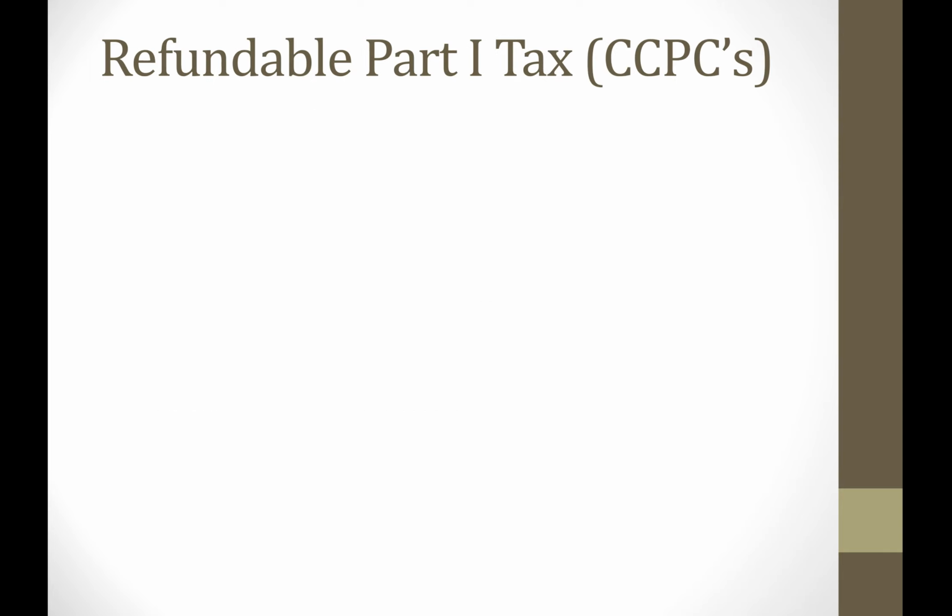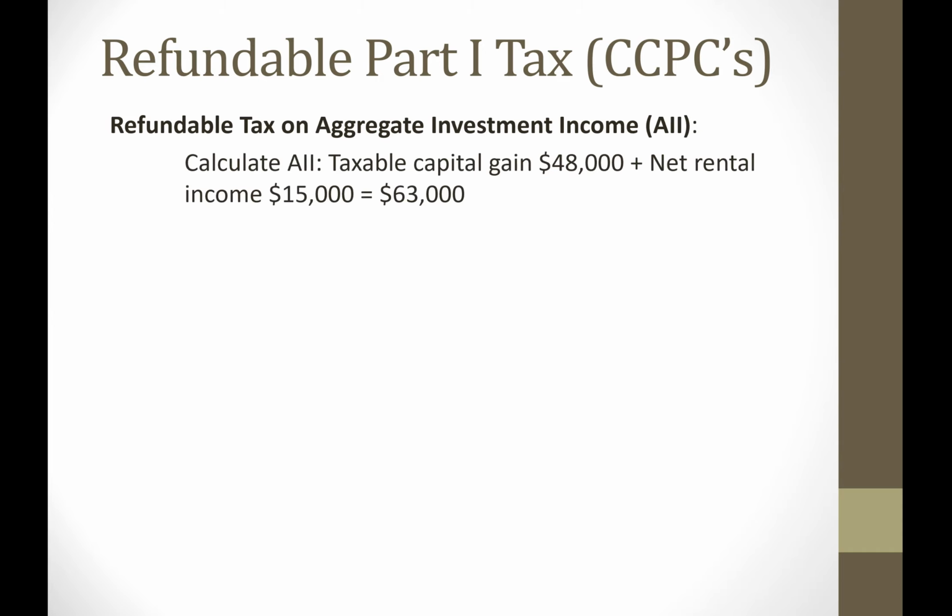Moving on to the next slide, the next requirement is to calculate the refundable Part 1 tax. Now remember from the earlier lecture, refundable Part 1 tax only applies to CCPCs, which Bowen Ltd is. Now the refundable Part 1 tax only applies to aggregate investment income. If a CCPC does not have any aggregate investment income, AII, it does not have to pay any refundable Part 1 tax.